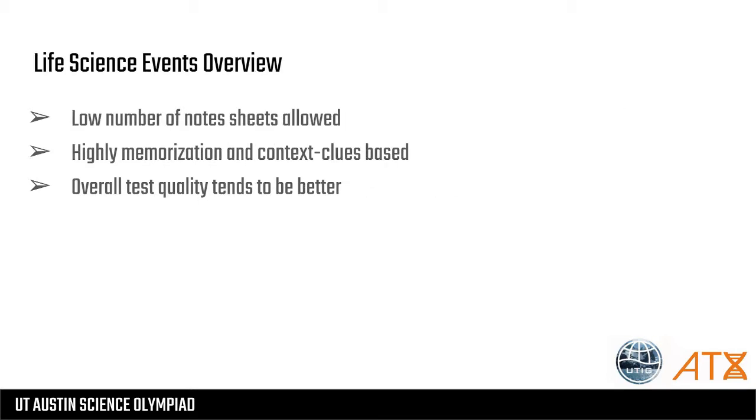So basically, with an overview of the life sciences, in general they tend to have a low number of cheat sheets allowed. So you have to be efficient in your space, and they expect a lot of that information to be in your brain. For taxonomy events, a lot of the times they let you bring a binder, or a lot of the physics events too. But for life science events, you have to be a little bit more efficient with your studying. And yeah, these are highly memorization based and context clues based.